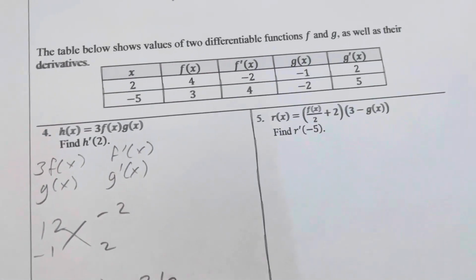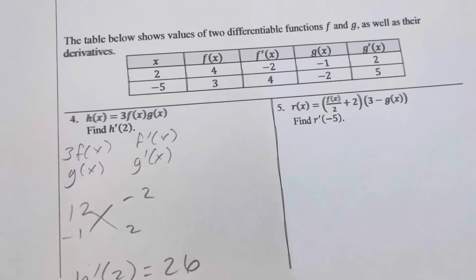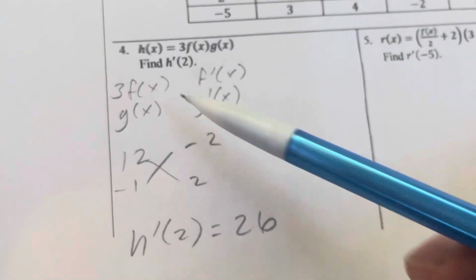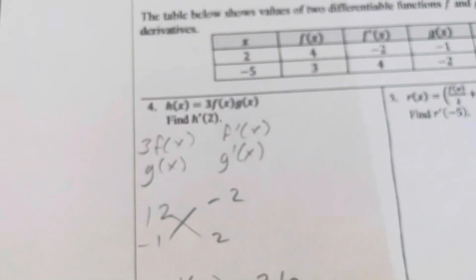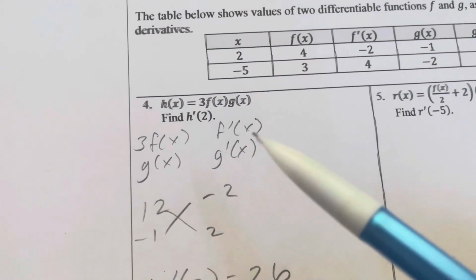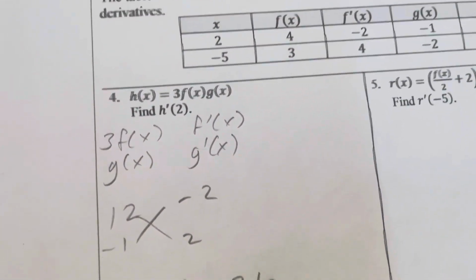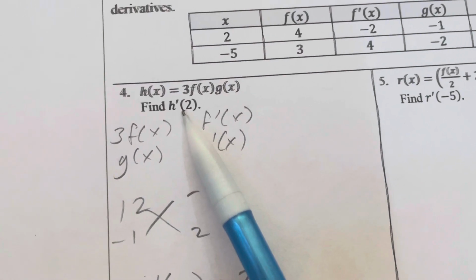The table below shows values of two differentiable functions f and g, as well as their derivatives. So first, we use the product rule, and then we could find the derivative. So we find that to be, first we just write out f of x, g of x, f prime of x, and then g prime of x. Then we find that it's asking for h prime of 2.